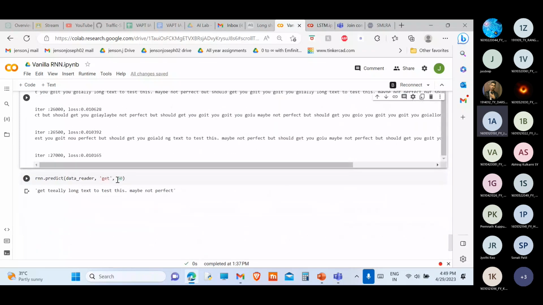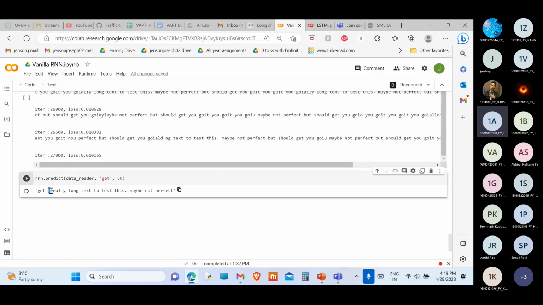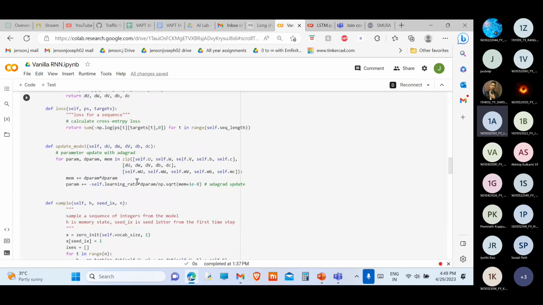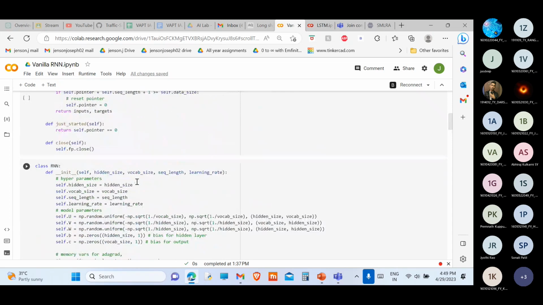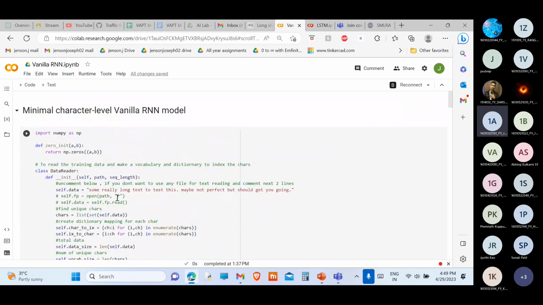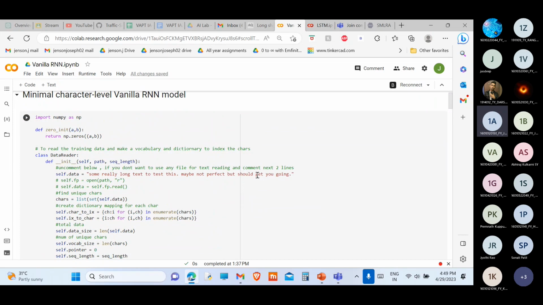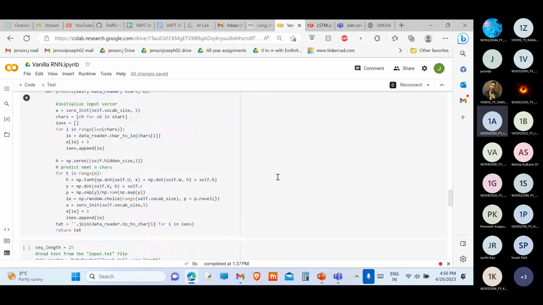So if you give it a starting word, get, and you have it predict words, it says get, it means to say really, but for some reason it is saying te. That is an error. Get really long text to test this, maybe not perfect. If you see the input, get is only here: some really long text to test this, maybe not perfect, but should get you going. But it has found a way to combine get with other words so that it can make a sentence, as you can see from the output.